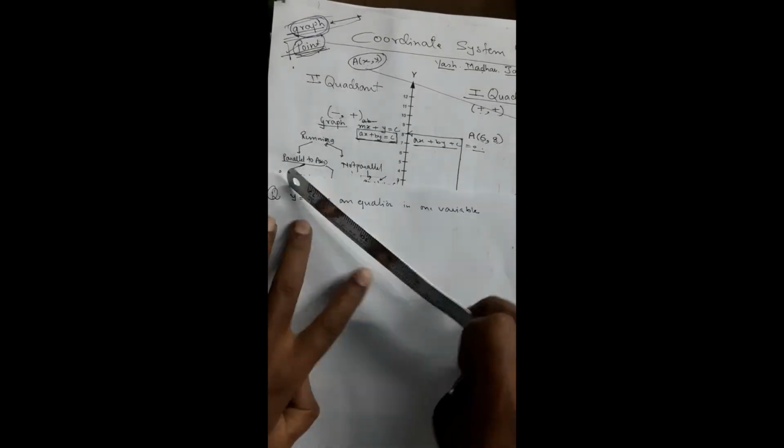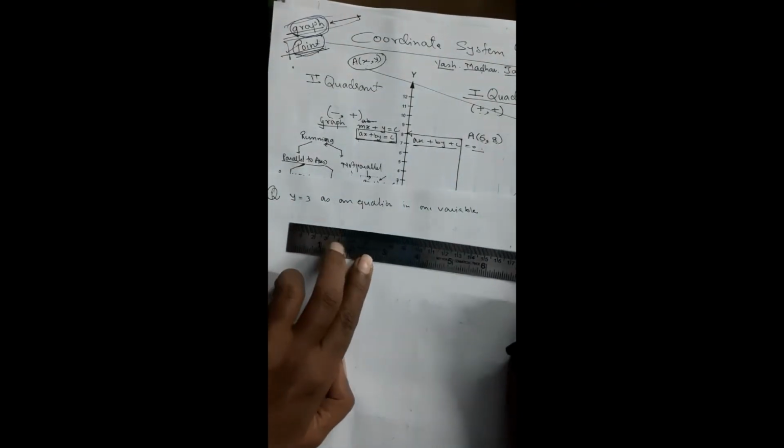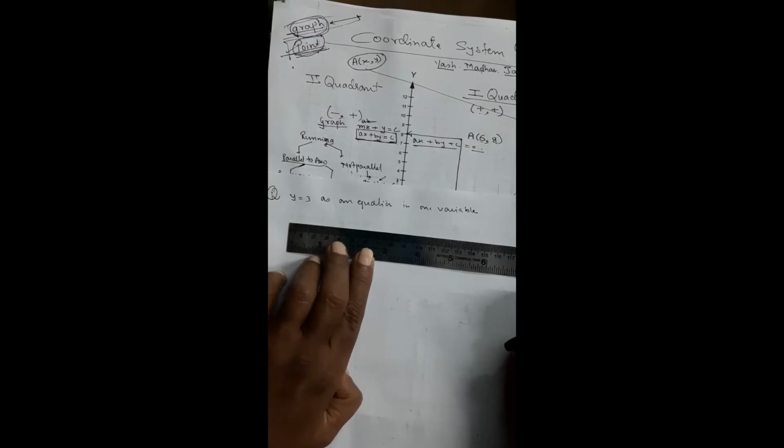Give the geometric representation of y = 3. Try to understand y = 3 as an equation in one variable, in two variables. See, when they ask you to draw y = 3 as an equation in one variable, at that time it is just a normal number line. It is just a normal number line that you have to understand.